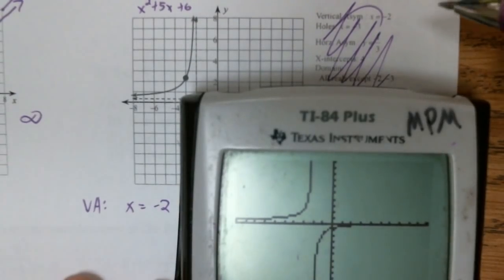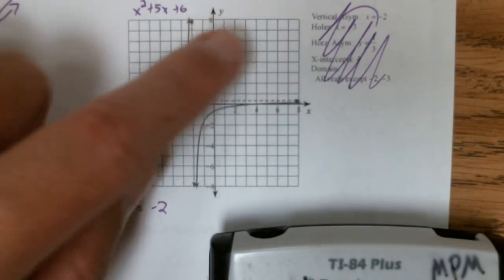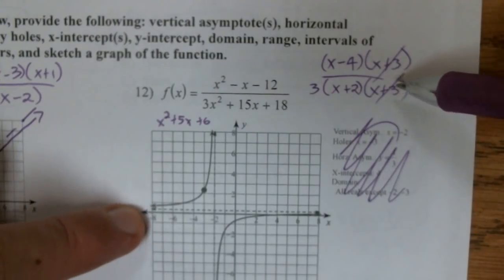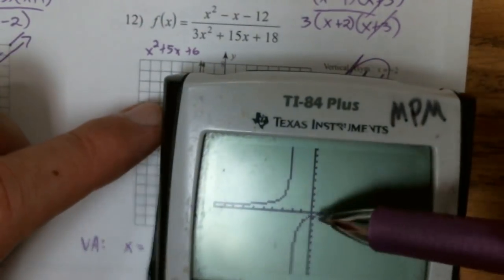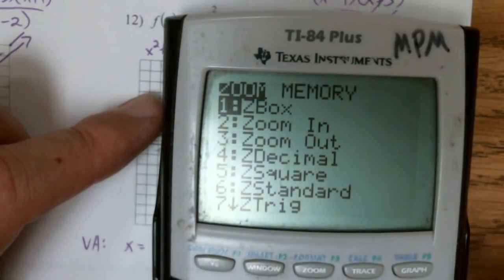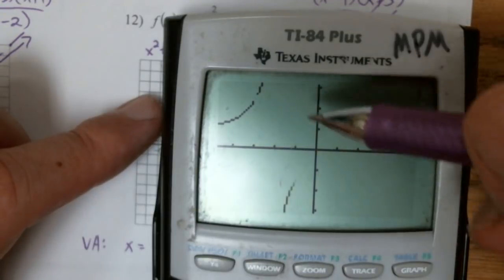Sorry about that. Okay, but where do I have a vertical asymptote? If you were to look at this, you would say, oh, I also have a vertical asymptote at negative 3. Okay, but we don't have that. What happens at negative 3? I'm going to do the zoom again. So I go zoom. Let's go 1/10. All right, there you go. That's a great one right there.